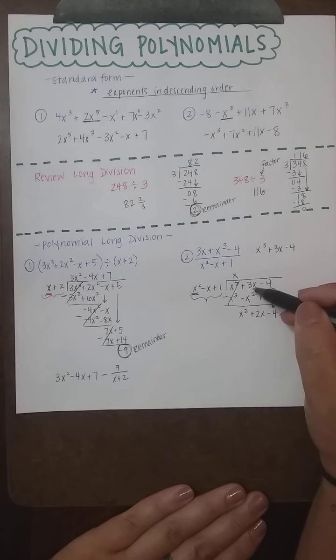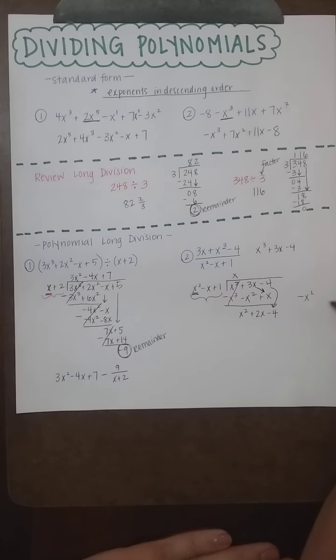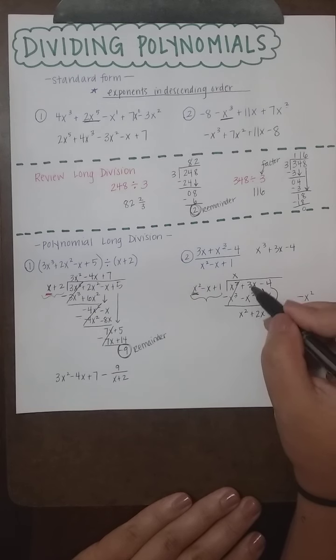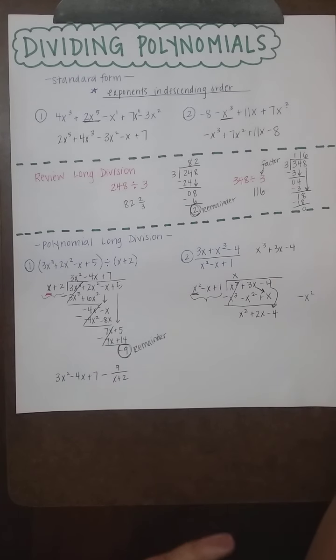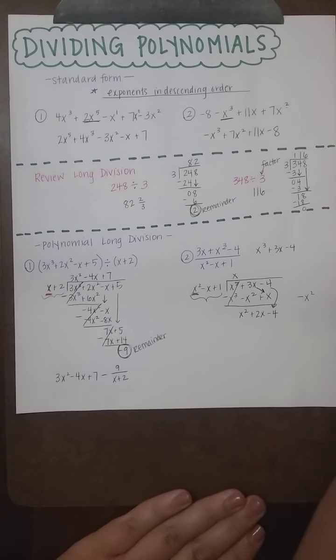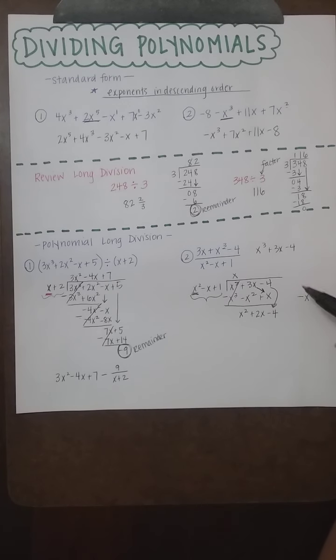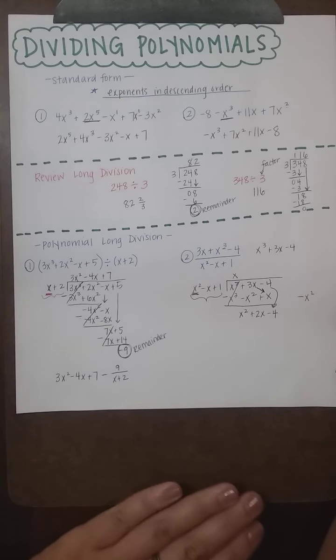If you wanted to, because I don't have an x squared here, I could have written that x squared on the outside, kind of by itself. That way the x would have gone directly under the 3x, and it would have looked a little nicer. Doesn't matter how you do it, as long as you pay attention and make sure that you only combine x's with x's and x squareds with x squareds.